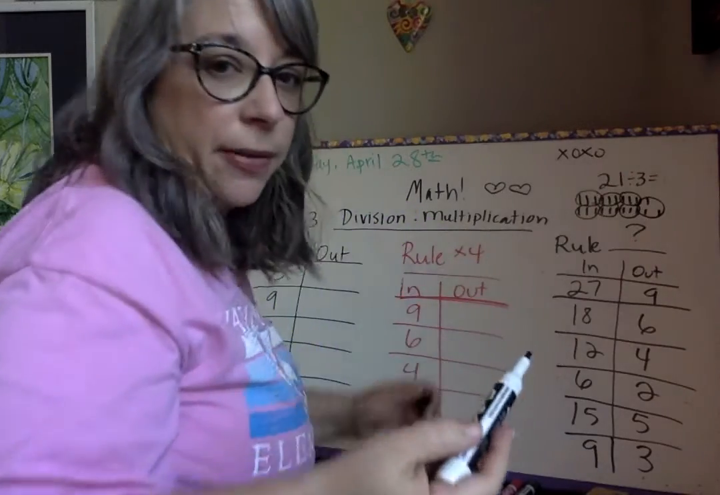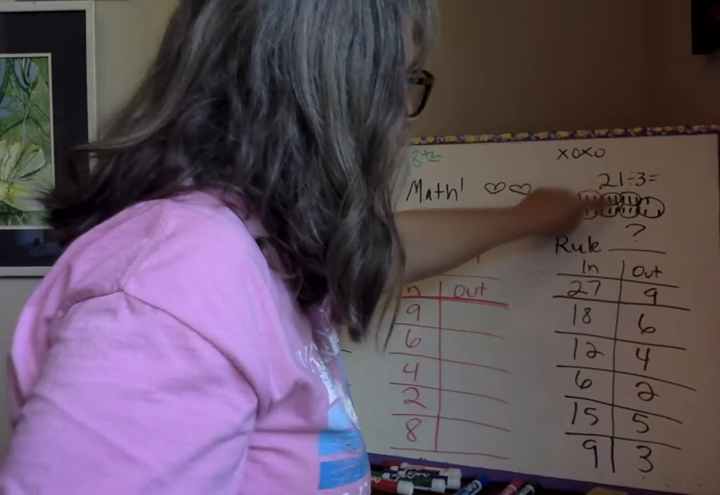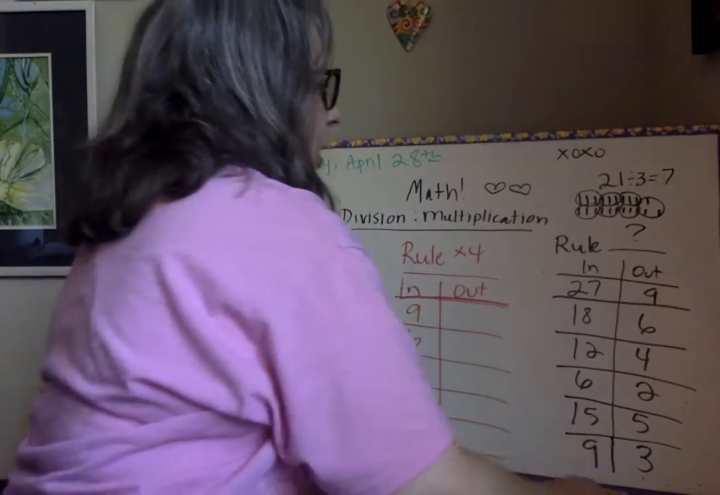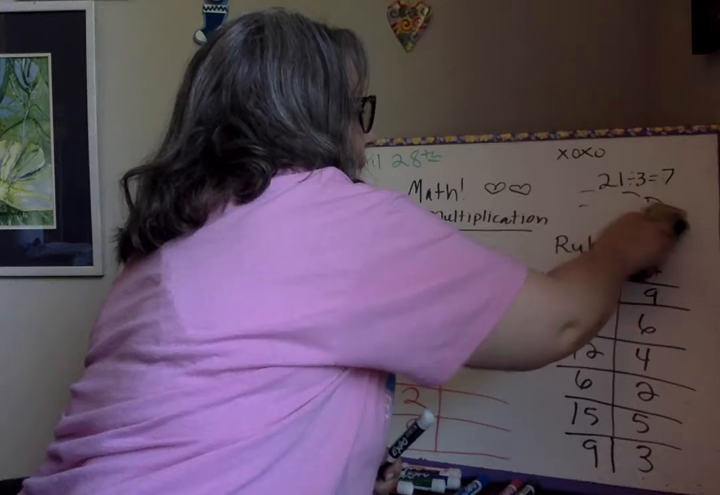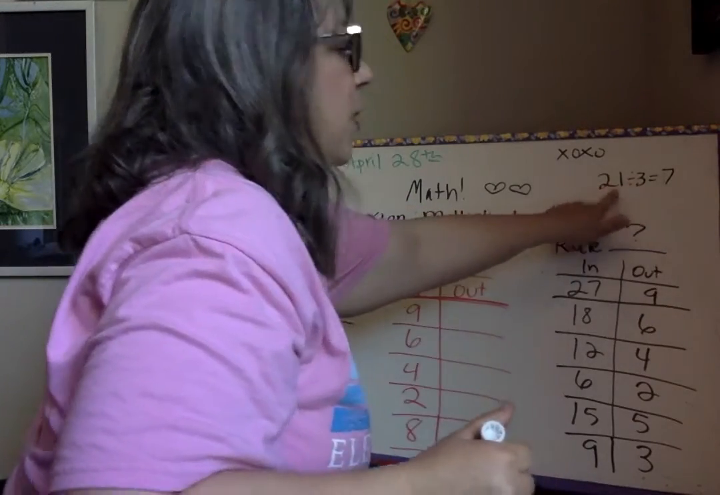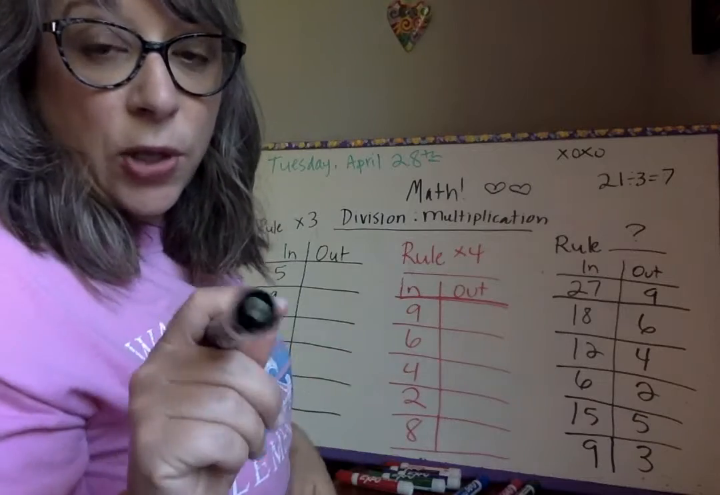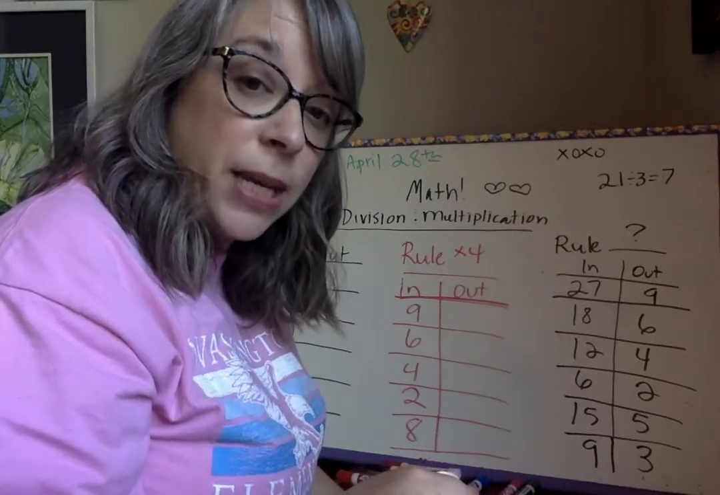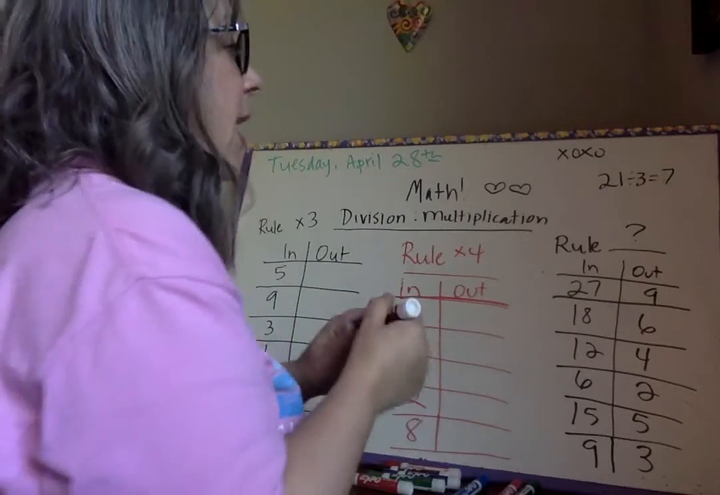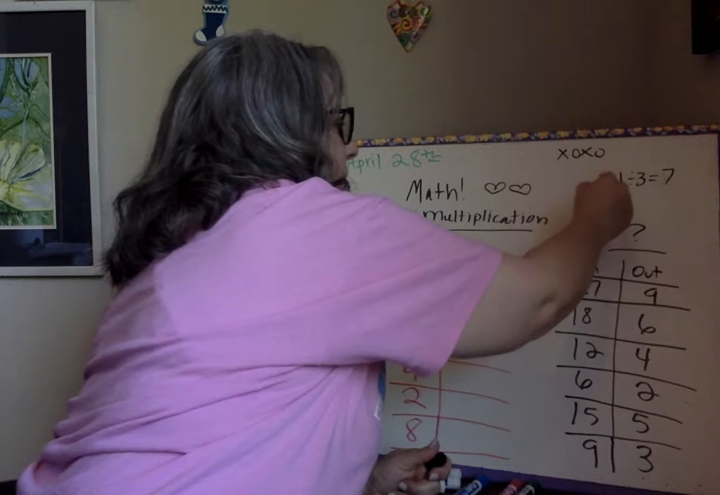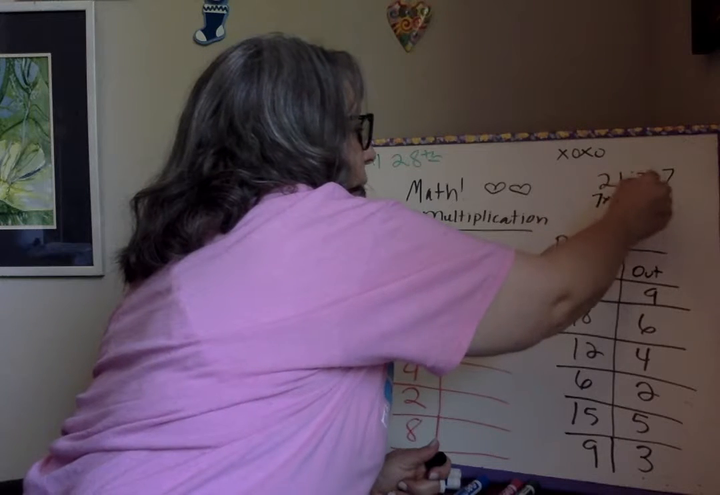Well, how many groups do we have? 1, 2, 3, 4, 5, 6, 7. 7. You are correct. And we know that is true because 7 times 3 is 21. And you should know that from one of the stories. If you don't know your stories, go back to the very beginning and look over those stories. Know those multiplication facts.